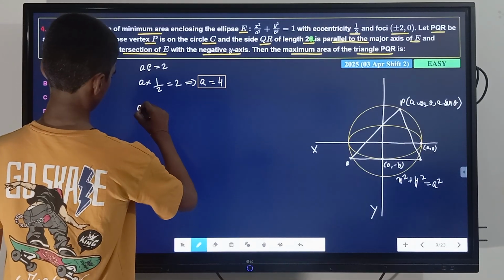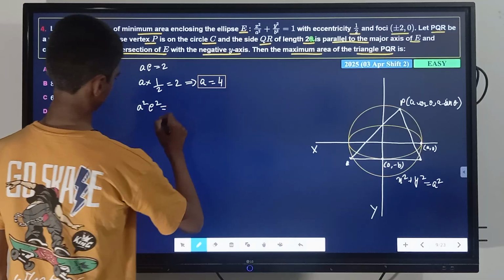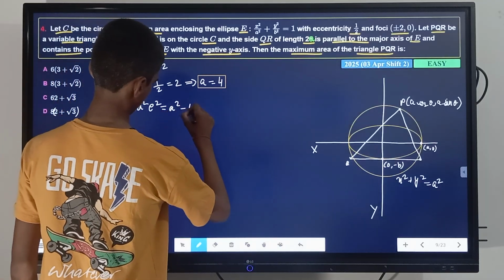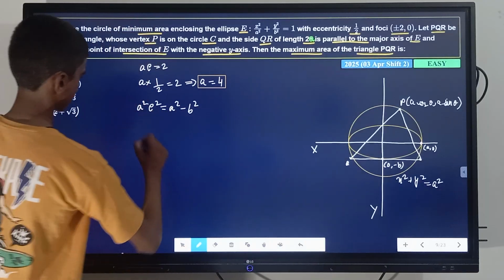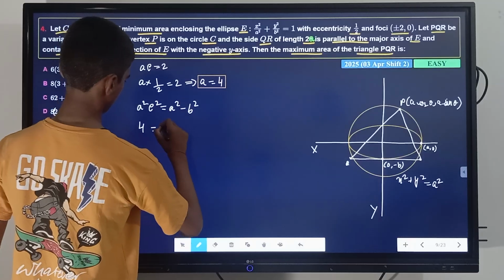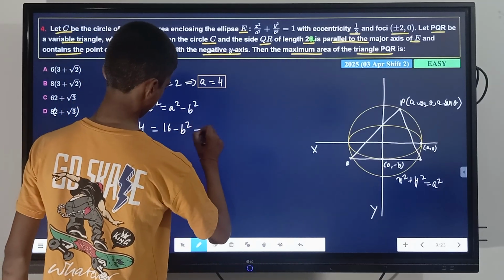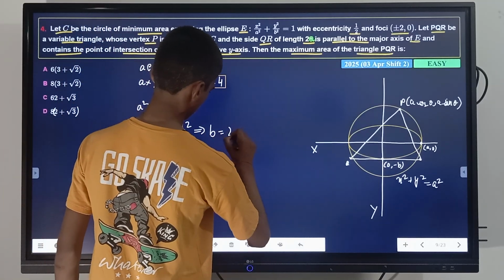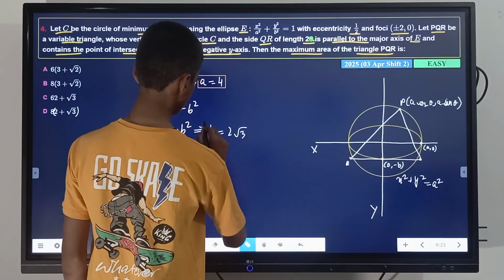Now we are going to use the formula for eccentricity: b square is equal to a square minus... a square is 4, a square is 16, minus b square. From here b is equal to root 3.